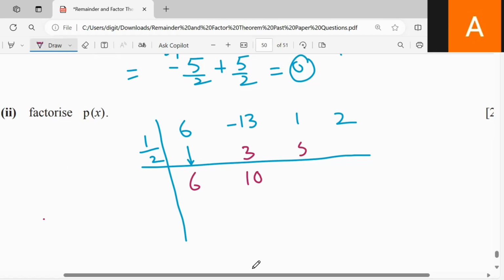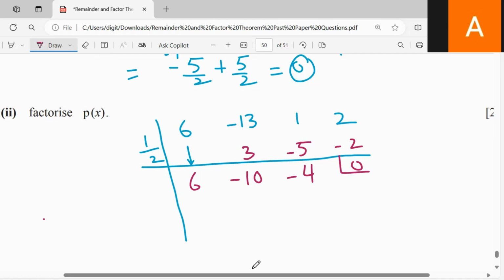Minus 10 multiplied by 1 by 2 gives minus 5. Minus 5 plus 1 is minus 4. And when you multiply minus 4 by 1 by 2, your answer is minus 2. And minus 2 plus 2 is 0. So it shows that 1 by 2 is a factor.